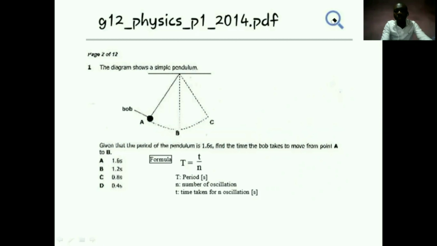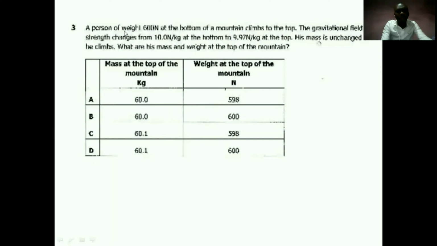Question 2, or the other question that was posted, says a person of weight 600 Newton at the bottom of a mountain climbs to the top. The gravitational field strength changes from 10 Newton per kg at the bottom to 9.97 Newton per kg at the top. His mass is unchanged as he climbs. What are his mass and weight at the top of the mountain?